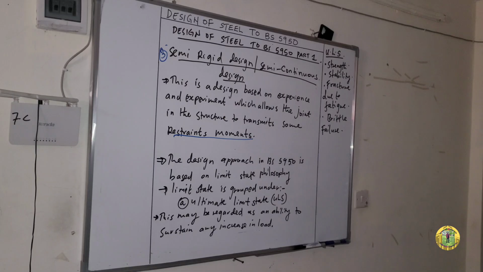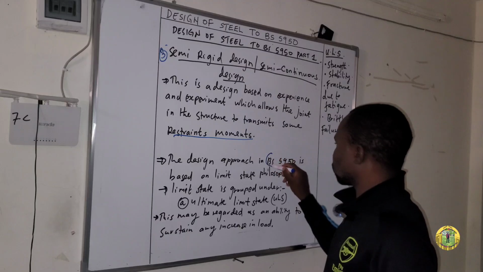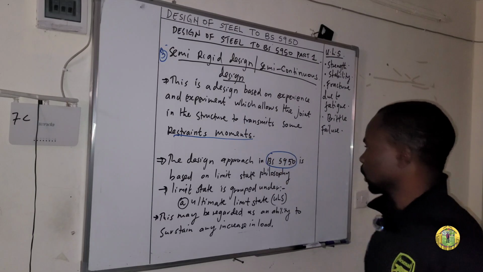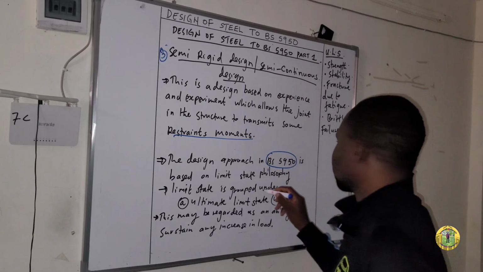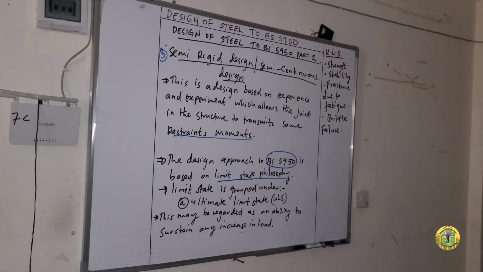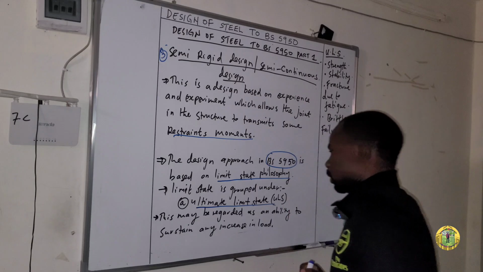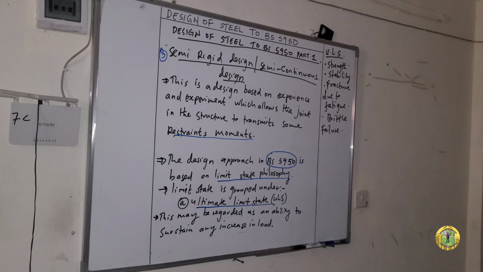Now we are talking about the design approach in BS 5950, which is based on limit state philosophy. Limit state is grouped under A, ultimate limit state, or ULS, and this may be regarded as the ability to sustain any increase in load.